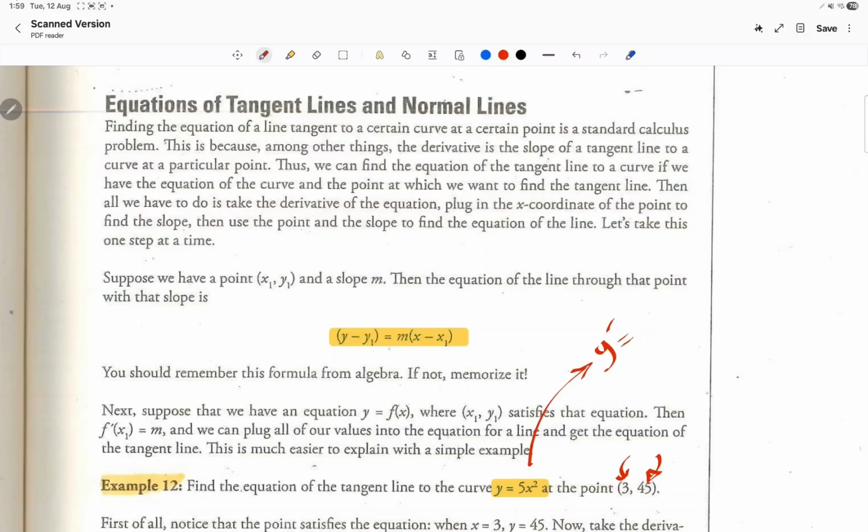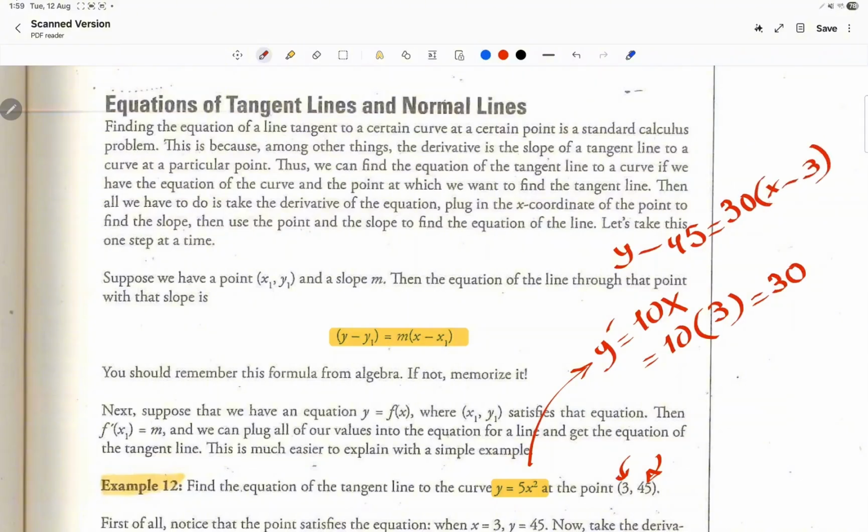So y prime is equal to what now? Smart. Replace that x with a 3. And you get 30. So you're going to say y minus y1 is equal to m times x minus x1. And you may leave it like this. Or if you're generous enough, move that negative 45 to the other side and it becomes positive.